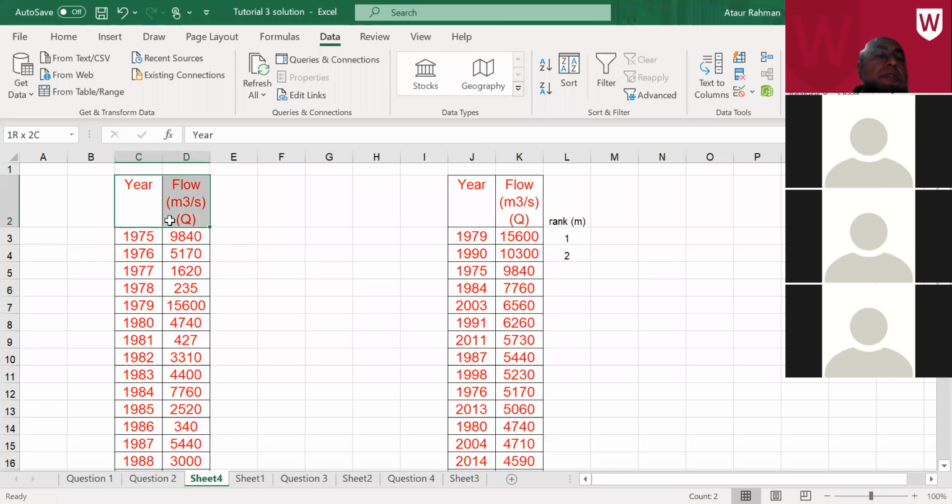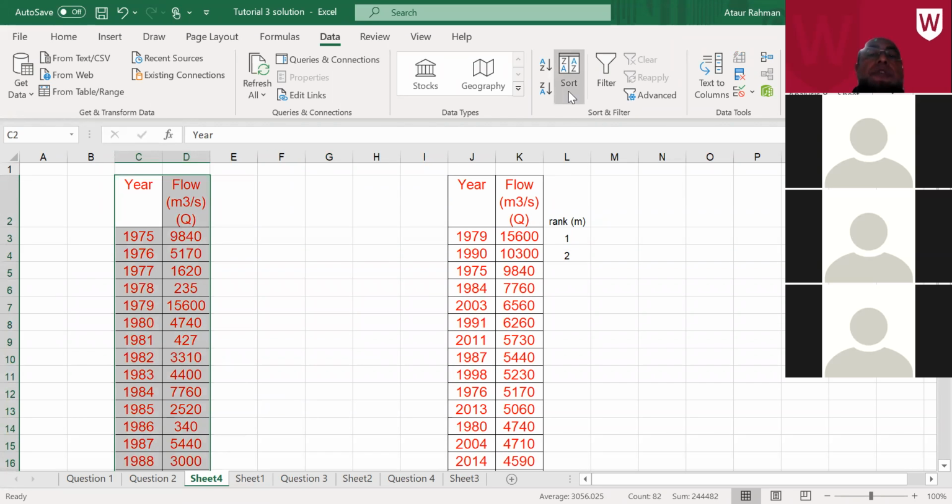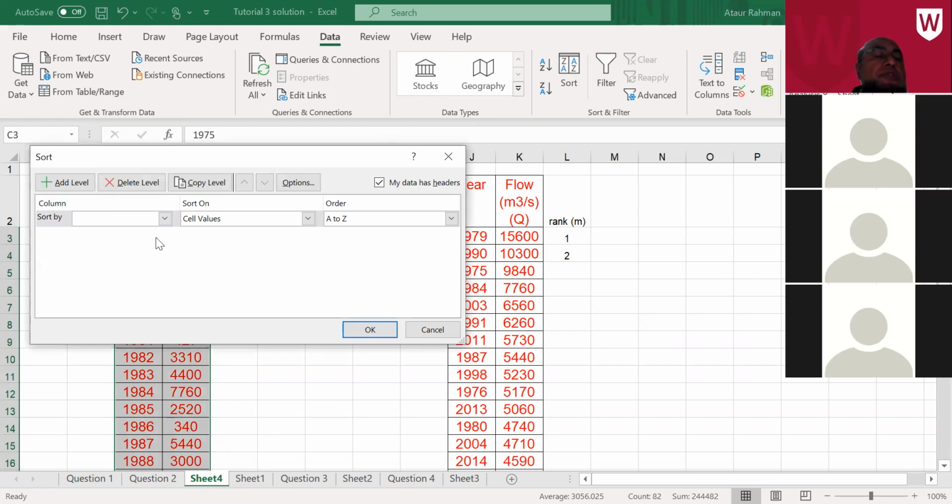I think we have to select this data here because I see there is a blank cell on the top, which is not right. So now go to the sort and then sort by our flow, largest to smallest. Okay, can you see it? Everybody see it? Thank you. And if we say okay, then it will sort it.